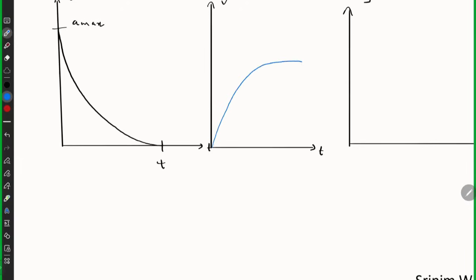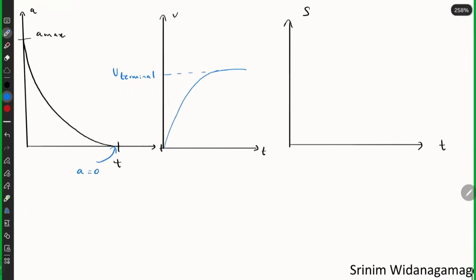Therefore, the gradient of the velocity time graph keeps on decreasing, and eventually, when the acceleration becomes 0, what should happen? There should be a flat line because the gradient becomes 0 for the VT graph when the acceleration becomes 0. This is what we call the reaching of what? The terminal velocity. Terminal velocity, right? Okay.